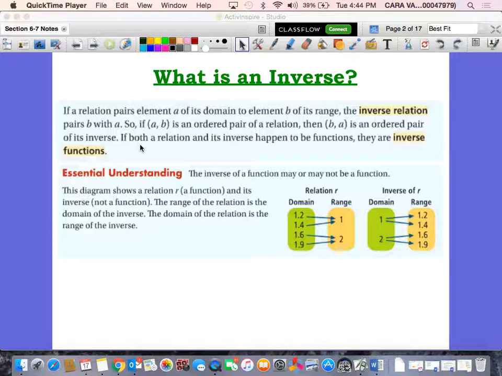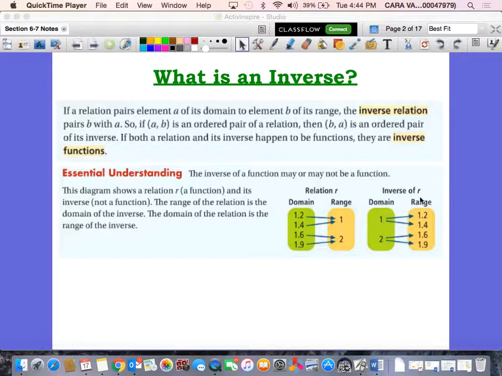It says here, if both the relation and its inverse are functions, then they are considered to be inverse functions. What that means, going back to Module 2, if it is a function, then your x values do not repeat. So let's look down here in the bottom right at this figure. We have relation R, and you have the domain, and you see that none of your x values repeat. So that is going to be a function.